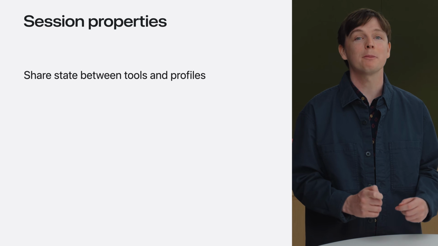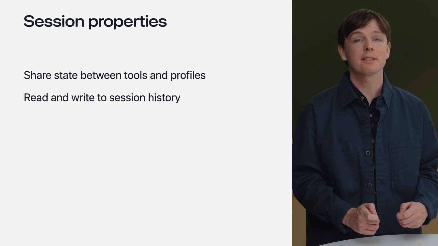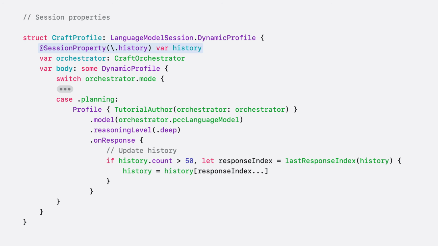Session properties allow you to define state that's accessible from any tool or profile. The history property that we just used is a built-in property provided by the framework. It captures the session's history and can be used as an alternative to history transform for updating the transcript. Keep in mind that the history property is lossy, and its changes will be reflected across all profiles in the session. For lossless transformations targeted to specific profiles, you should prefer history transform.